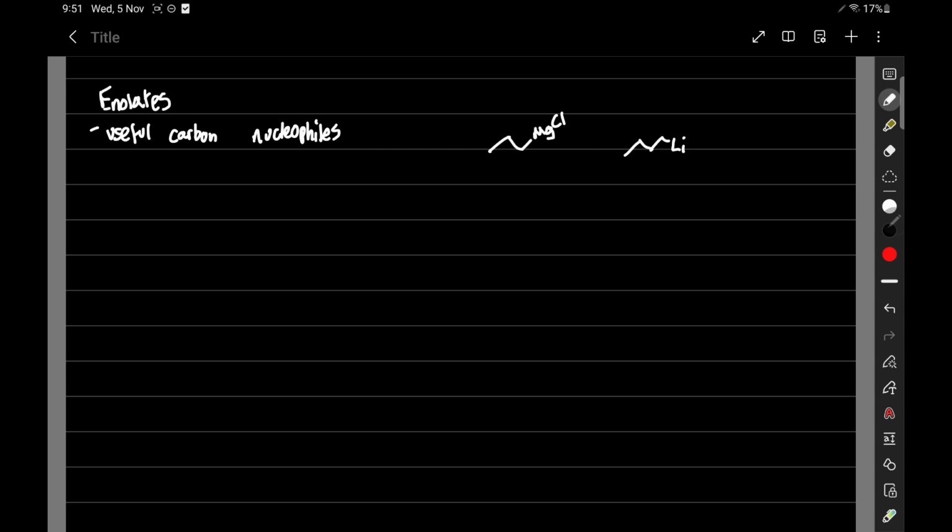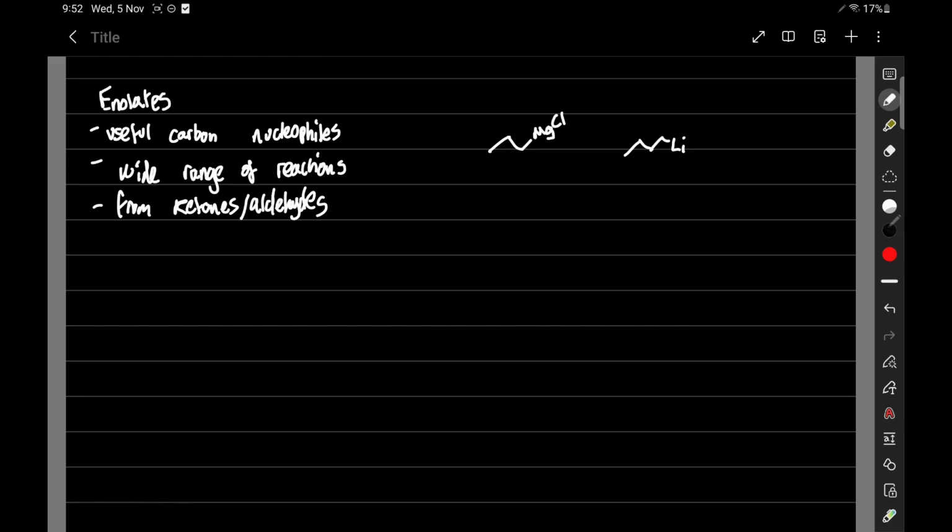So enolates are another way of doing that. They also have a wide range of reactions they can do. And they are formed from ketones, which are very easy to access, or aldehydes. Same thing, really. Not really, but basically, for our purposes, very, very similar.